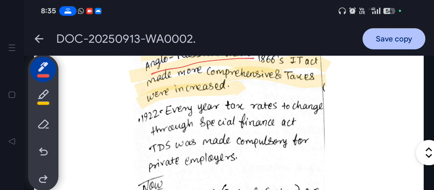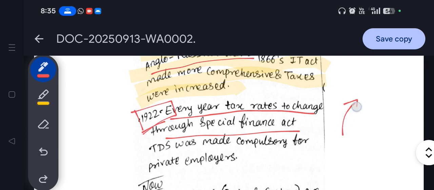and that's why it was a good event that they left India, because of the struggle of we common people and those freedom fighters, etc. 1922, right? Every year tax rates change through the Special Finance Act. So in the year 1922, it was decided that the Britishers will change the rates of tax according to different events and different certainties or uncertainties, right?